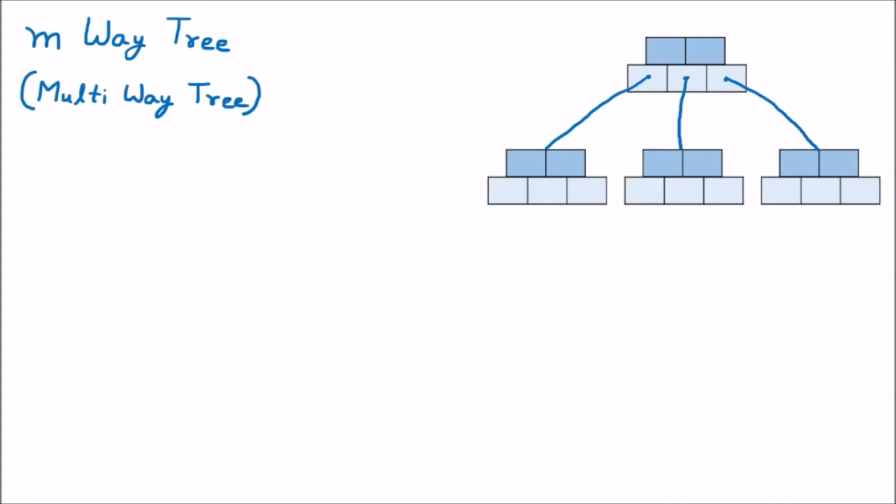Now we are discussing the M-way tree. M-way tree is also called the multi-way tree. Just like we have the binary tree, similarly we have the M-way tree. So we can say that the M-way tree is the generalized version of the binary tree.